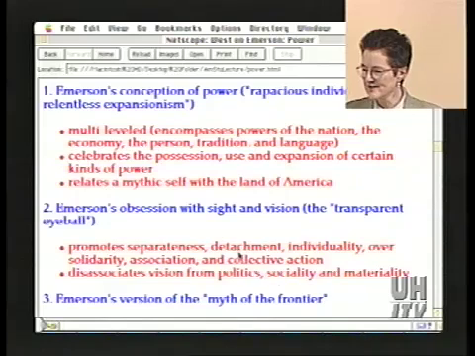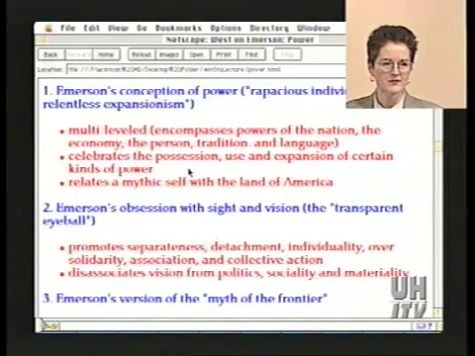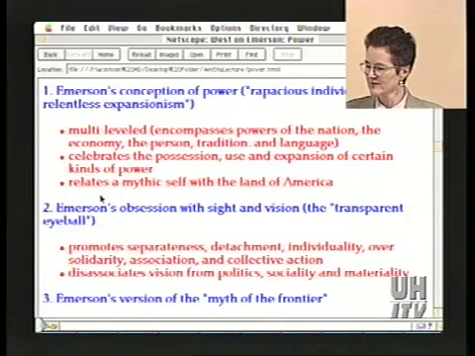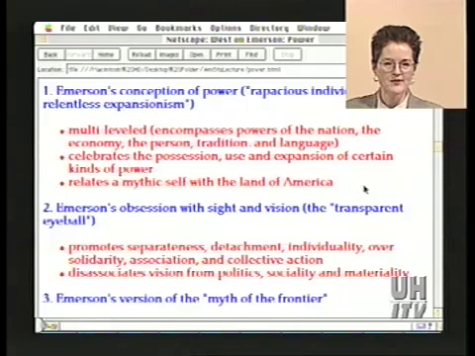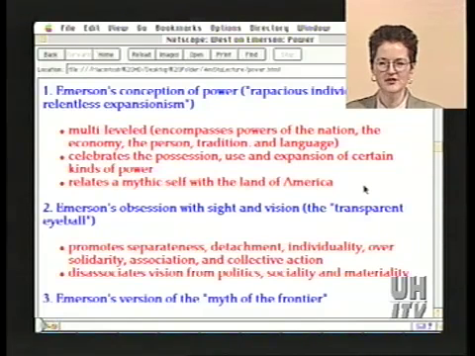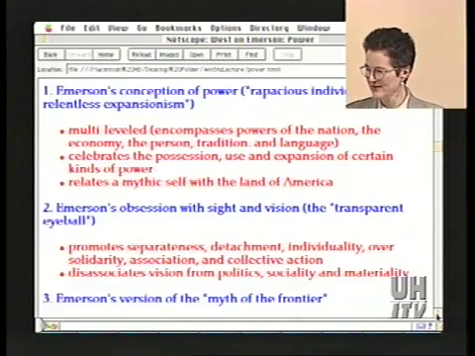He celebrates the possession and expansion of certain kinds of power. And he relates a mythical self with the land of America. The idea of the expanding, powerful individual is linked to the idea of this fresh, new, zealous, virile nation, America.